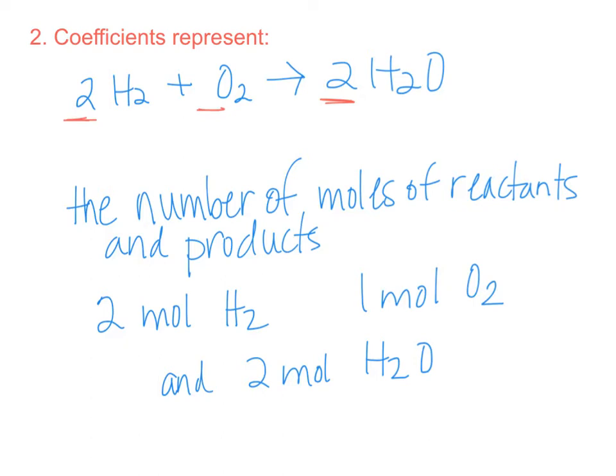Question 2 says, what do coefficients represent in the chemical equation? So I've given you an example of a chemical equation here. We have the synthesis of water, and the coefficients, which are the big numbers that I have underlined, represent the number of moles of reactants and products. So for this particular equation, we would have 2 moles of hydrogen, 1 mole of oxygen, and it would produce 2 moles of water.